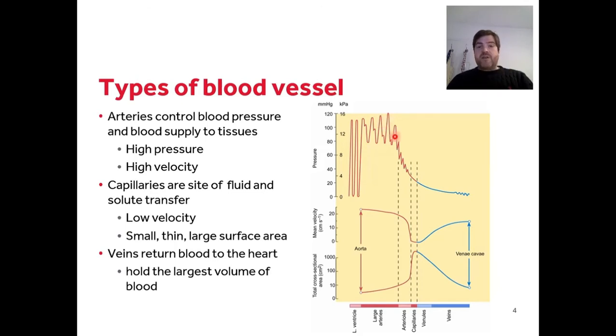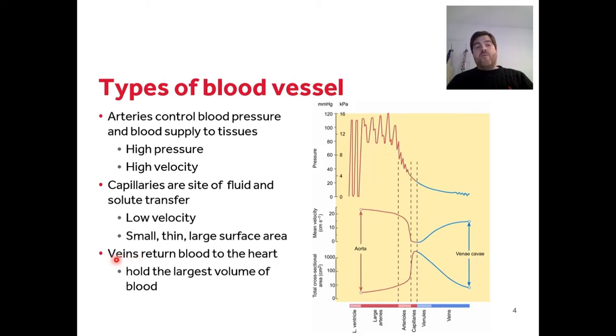Now, as we go down the cardiovascular tree and we go to the capillary bed, which is represented by these brackets here, the capillaries are the site of fluid and solute transfer. So we can see when we're in the capillaries that as well as being low pressure, there is also a low velocity, but a huge increase in the surface area that's available. So they're small, thin, and have a large surface area to allow that solute exchange.